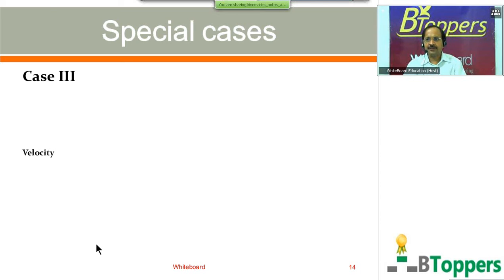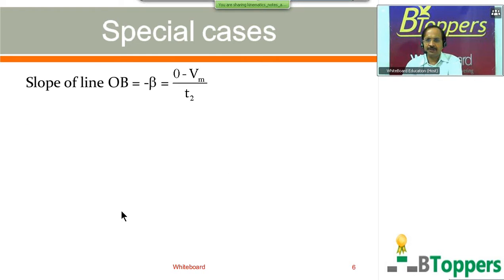In the previous class, I was discussing special cases in the velocity time graphs. I have already discussed two special cases in VT graphs. So I am going to show you a third special case. Before I show you the third special case, I would like to show you the displacement time graph for the previous case.